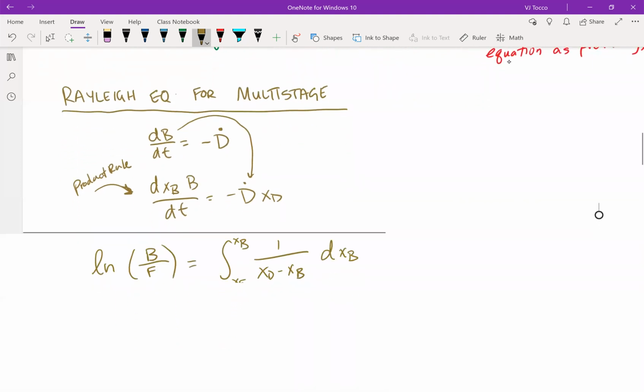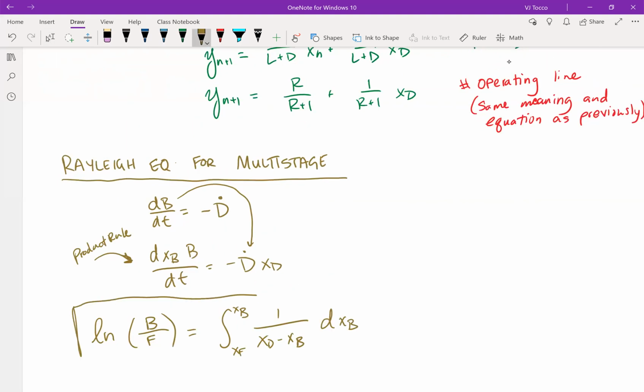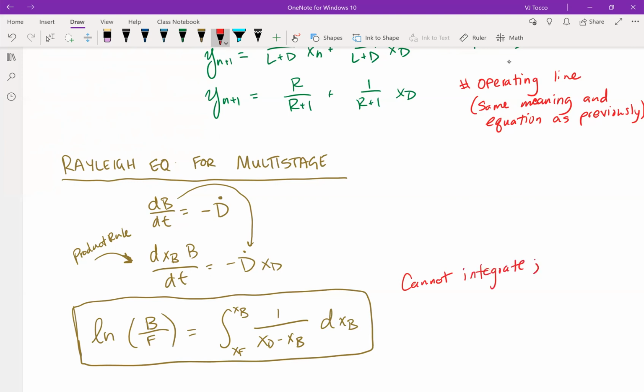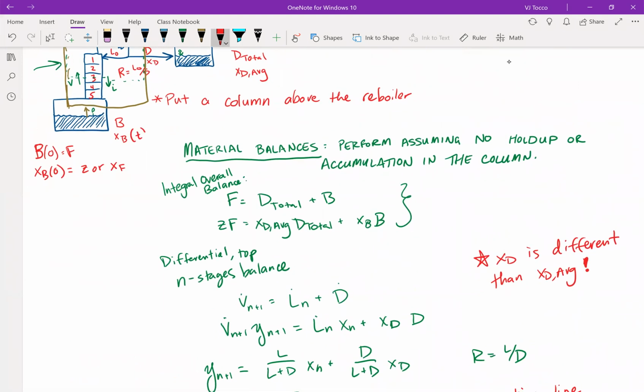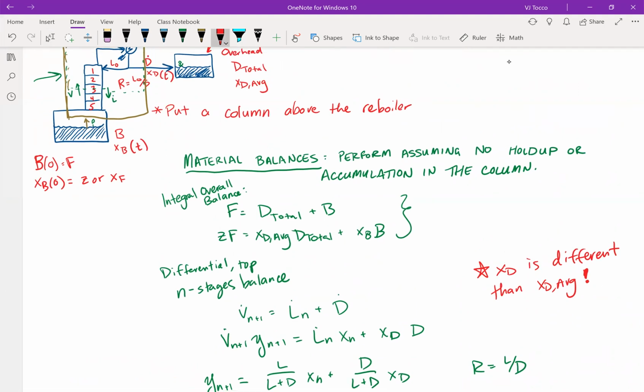Now the problem with this Rayleigh equation is that it is not necessarily usable just yet. I cannot integrate this right-hand side because xD is a function of xB. In other words, as the composition in the reboiler is changing, xB is a function of time. Therefore, xD is going to be a function of time. And these two things are going to be related, but the relationship is not immediately clear.